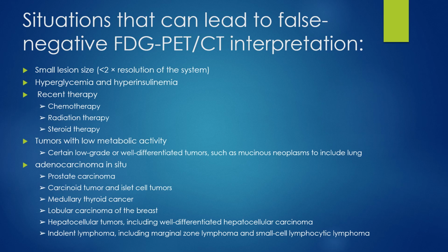Prostate cancer can be masked because it may not be FDG avid, but it also might be masked by the bladder. Lobular carcinoma on the breast, it's not really FDG avid. Hepatocellular tumors, including well-differentiated hepatocellular carcinoma, it may not be FDG avid anymore. And then indolent lymphoma, including marginal zone lymphoma or small cell lymphocytic lymphomas.